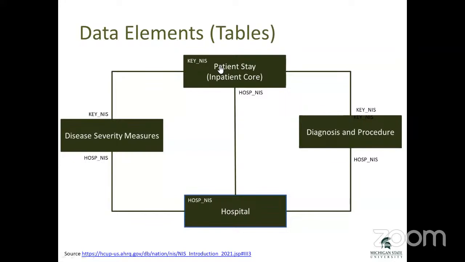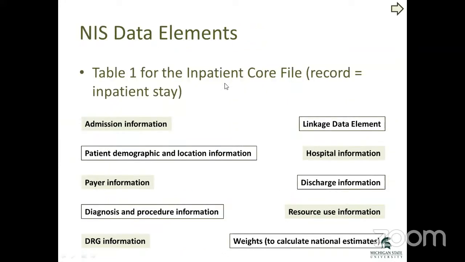If we go to the patient stay or inpatient core, we can see in the first table there is admission information, patient demographic and location information, payer information, diagnosis and procedure information, drug information, linked data elements, hospital information, discharge information, and resource use information, and there is a way to calculate national estimates.